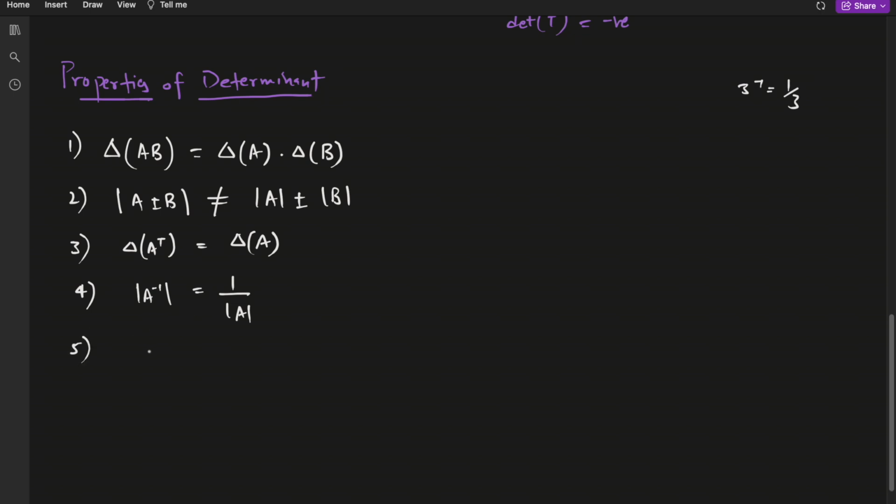Okay. Fifth one is you have a scalar C times the matrix A. So determinant of C times the matrix A is C to the power n times determinant of A, where A belongs to n cross n. A is an n cross n matrix and C is some constant, some scalar value. So if A is a 3 cross 3 matrix and you are multiplying it with a constant, let's say 5, then the determinant of 5 multiplied by that matrix is the same as 5 to the power 3, because A is a 3 cross 3 matrix, times determinant of matrix A.